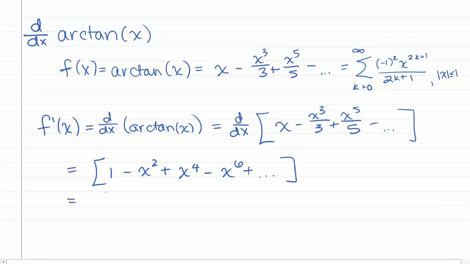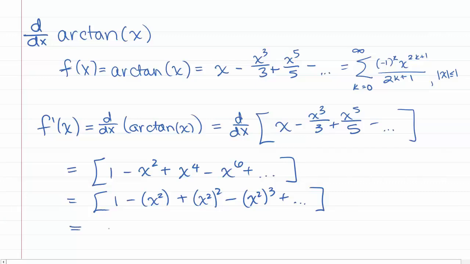Well, notice the pattern. This is 1 minus x squared plus x squared squared minus x squared cubed plus dot dot dot. So we're replacing x with x squared, and then we're getting powers increasing by 1. And we're alternating signs. So this is a geometric series.